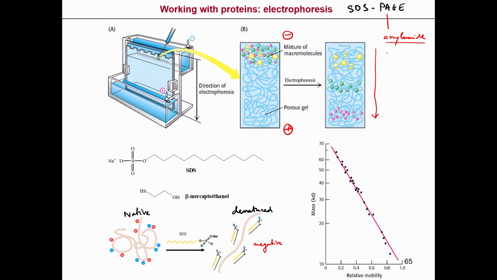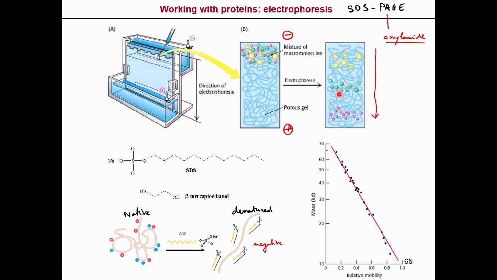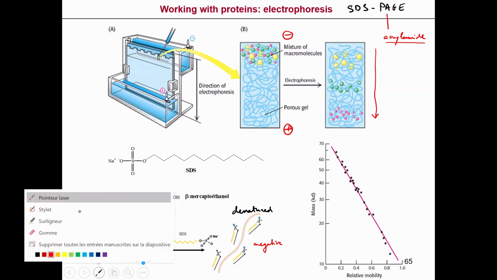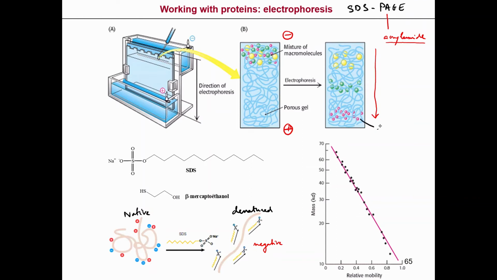Acrylamide is a polymer, okay? So you have a lot of chains, and at this time, the smaller protein can go faster than the bigger protein, okay? So the small protein goes faster than the bigger one. Okay. Small, big protein.